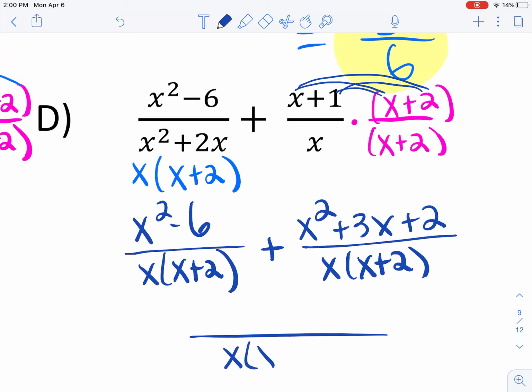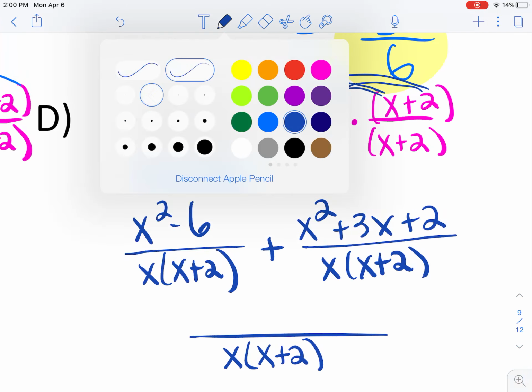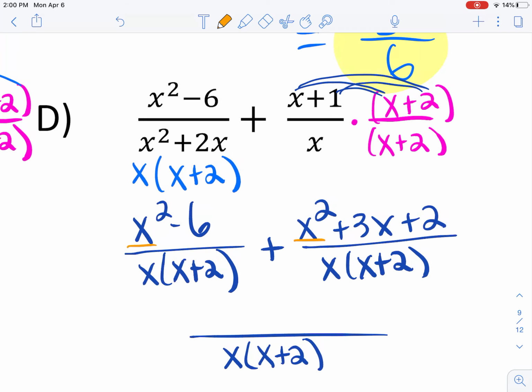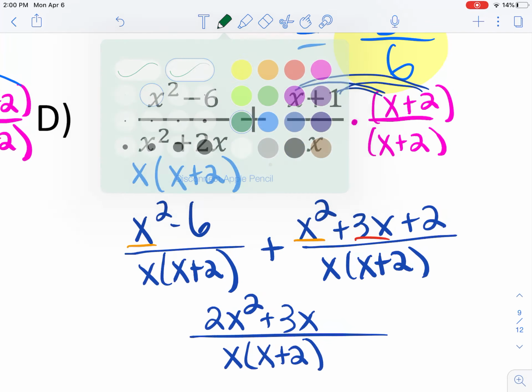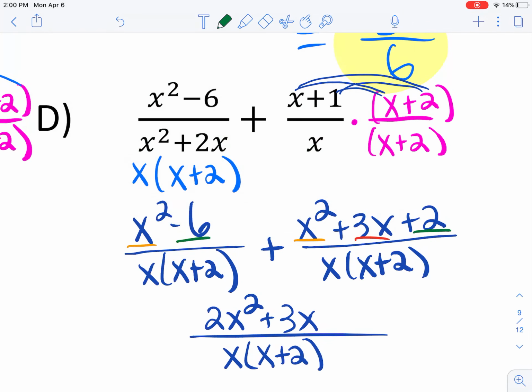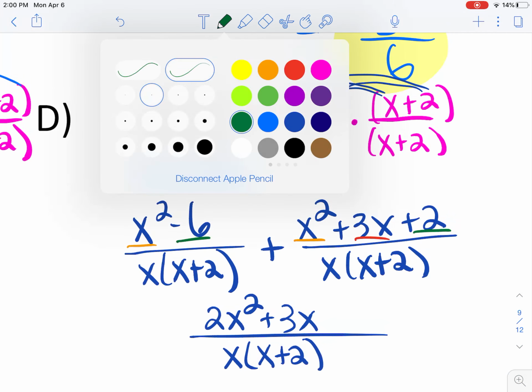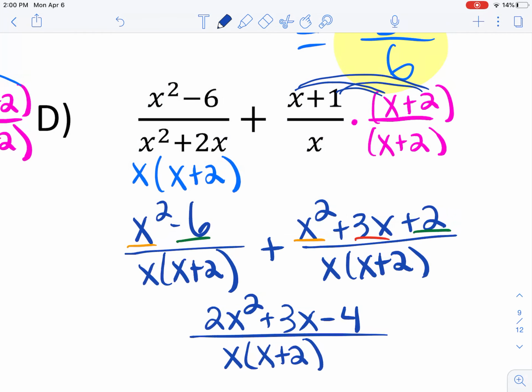Now that we have the common denominator, we can keep that denominator of x times x plus 2, and then add the two numerators together. Just make sure you collect like terms. So we have x squared plus x squared gives us 2x squared. And then we have one term with an x in it, so it just becomes plus 3x. And then we have negative 6 plus 2 becomes negative 4.